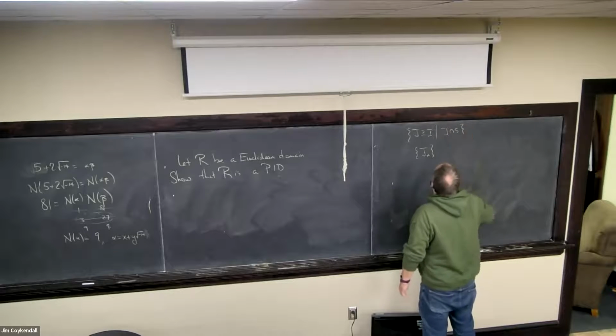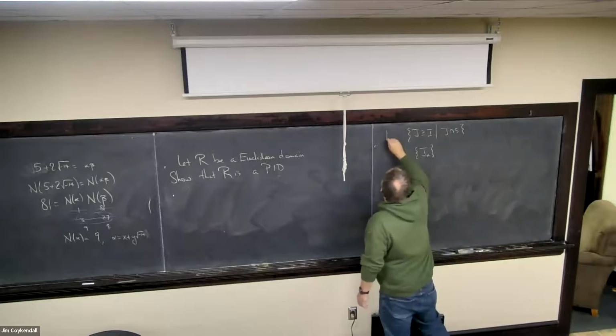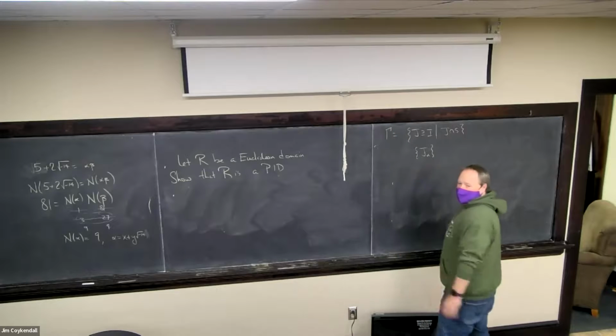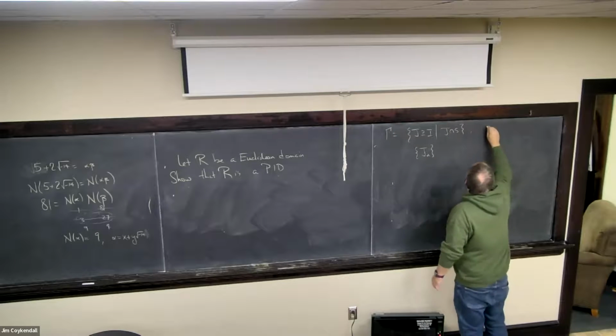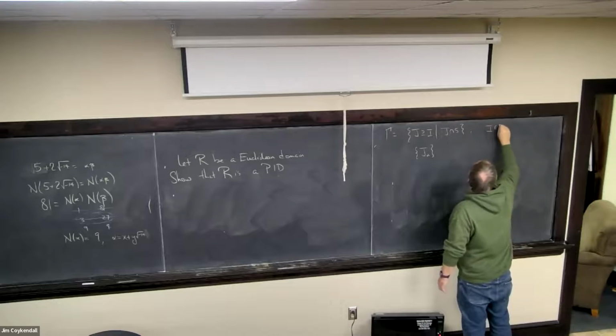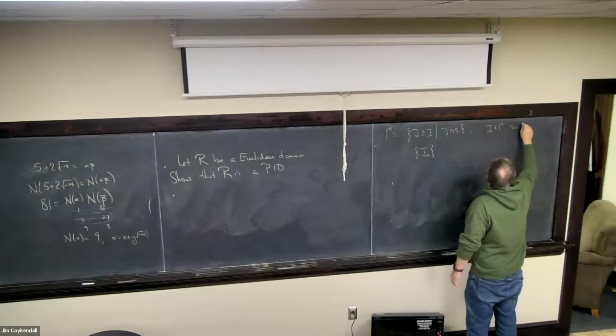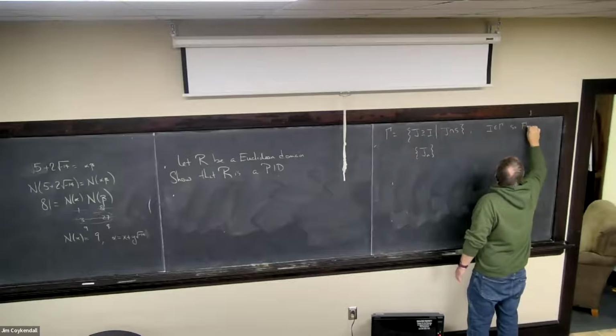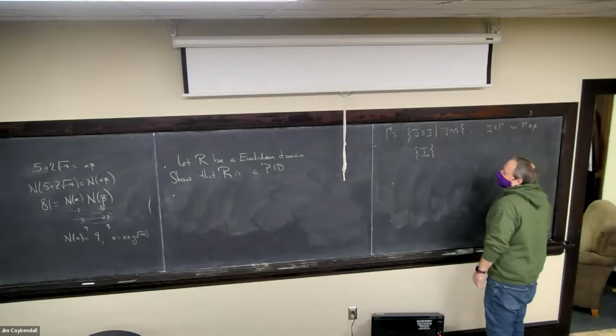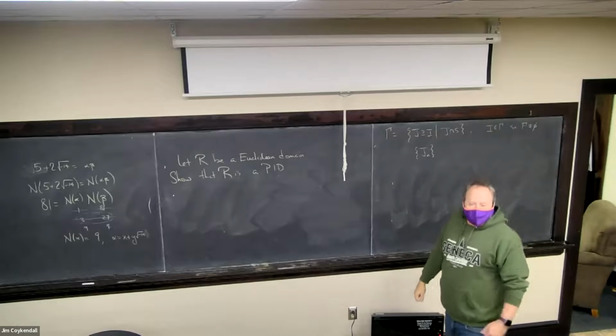Okay, so let me take you through this a little bit. Let's call this gamma. This is just a collection. Notice that I is in gamma. And this set is partially ordered.